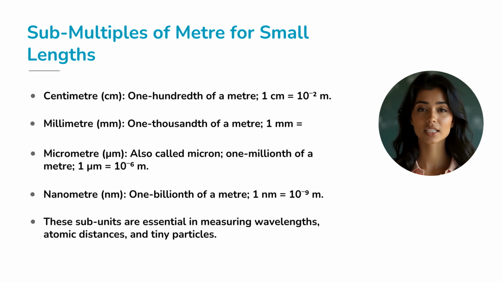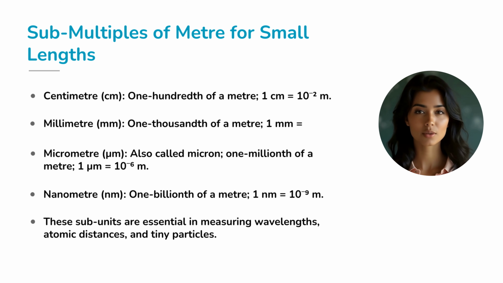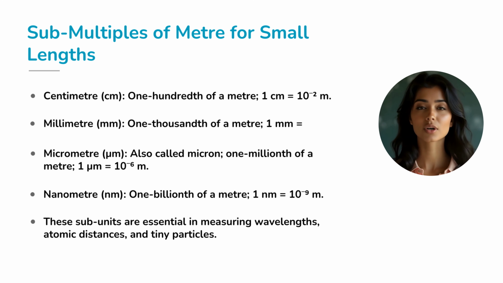We go even tinier, the nanometer, 1/1,000,000,000th of a meter, or 10 raised to the power minus 9 meters. These units help us measure wavelengths of light, diameters of cells, and even the spacing between atomic layers in crystals. It's like having the perfect set of zoom lenses for every scale in chemistry.